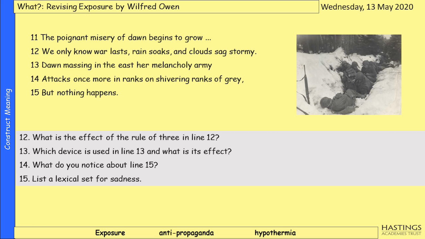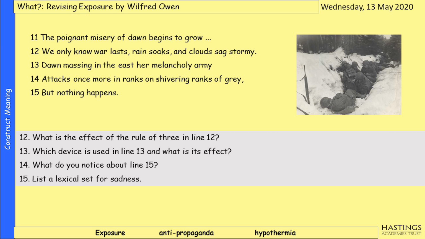Stanza 3. "The poignant misery of dawn begins to grow. We only know war lasts, rain soaks, and clouds sag stormy. Dawn massing in the east her melancholy army, attacks once more in ranks on shivering ranks of grey, but nothing happens." I'd like you to pause the video now and attempt the questions below.